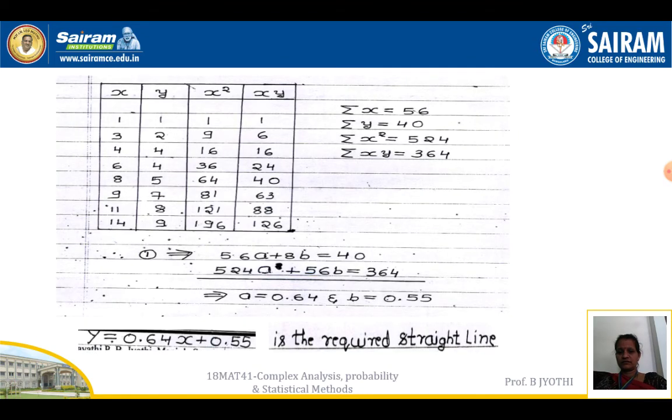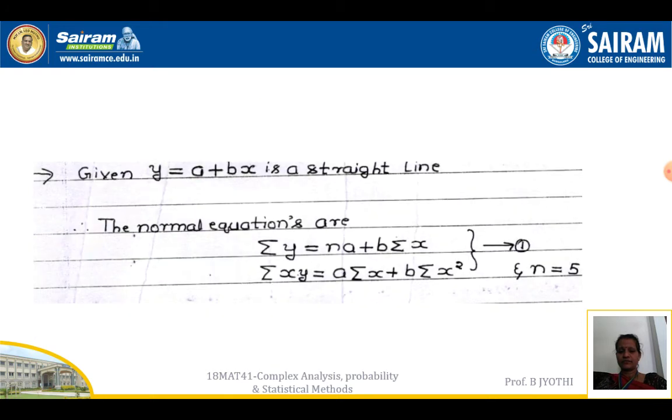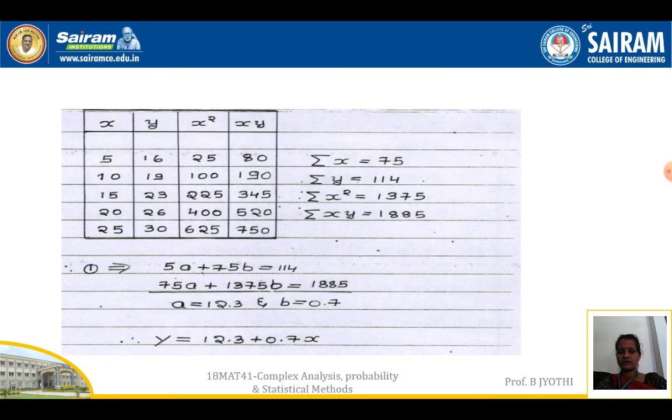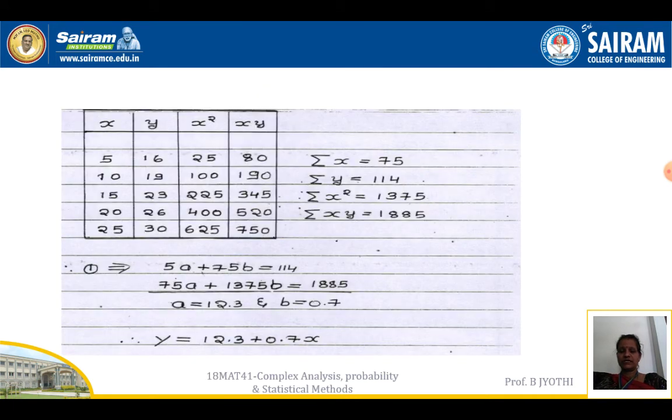And in the question they have asked to find out the value corresponding to 30. So we can substitute x as 30 in this equation, and we can get the answer here.